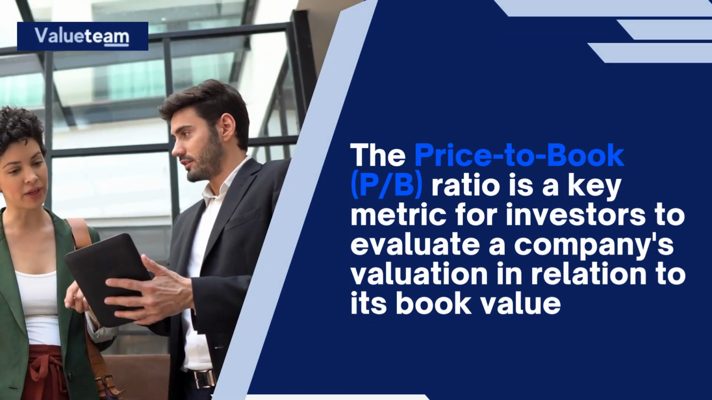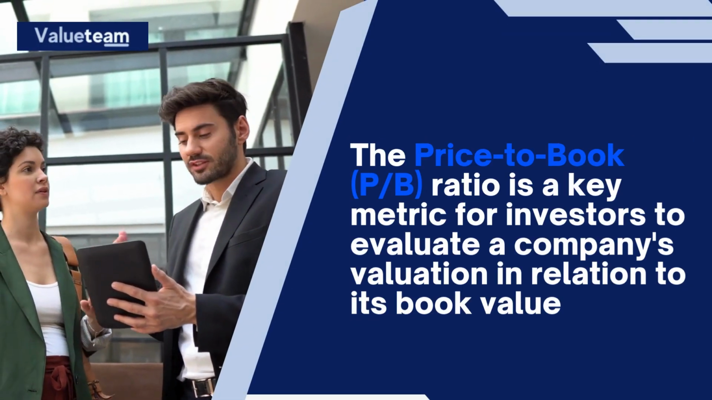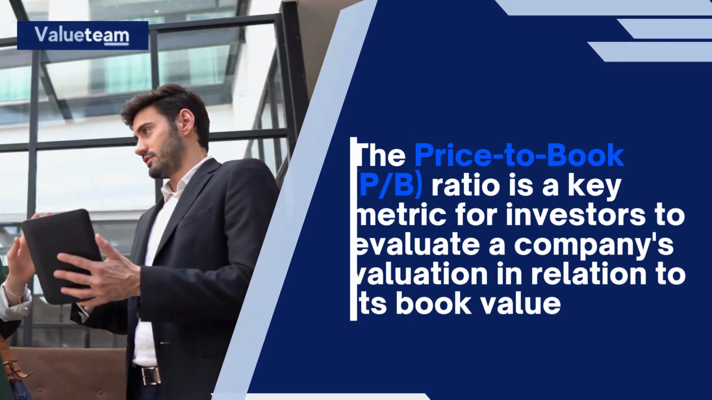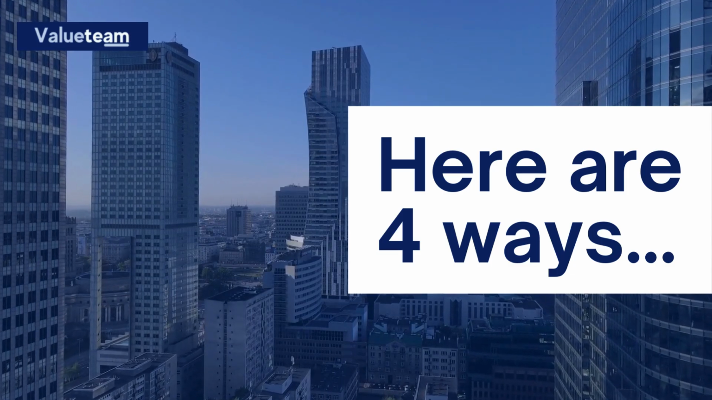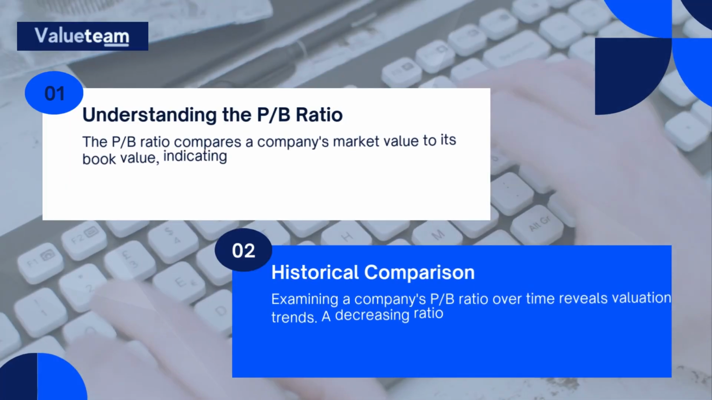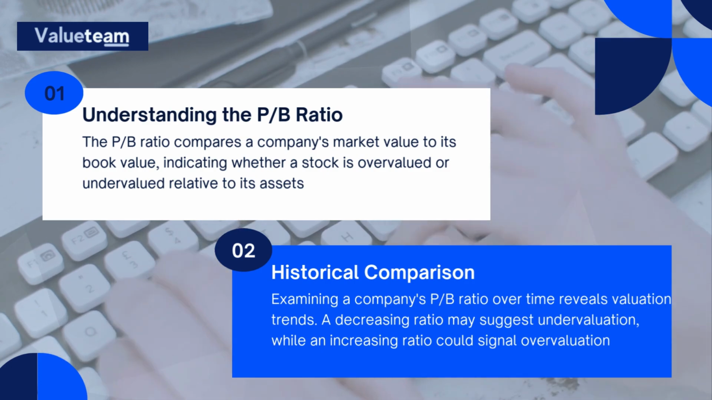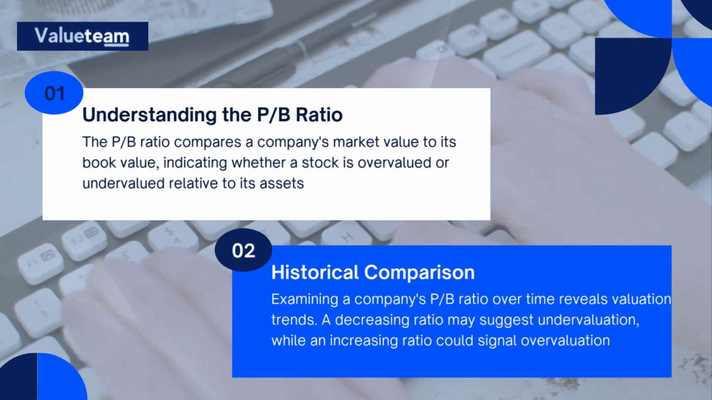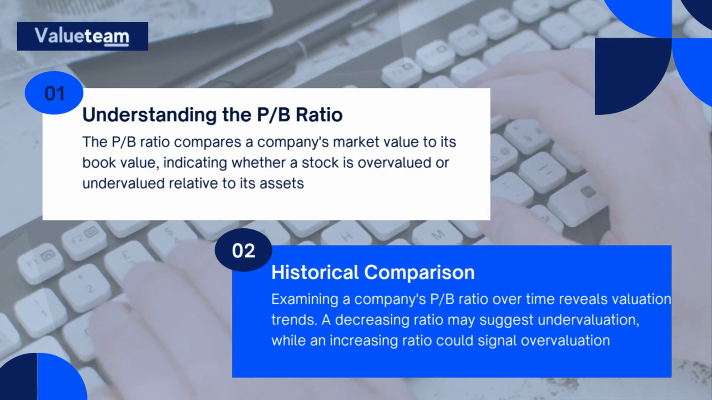The price to book (P/B) ratio is a key metric for investors to evaluate a company's valuation in relation to its book value. Here are 4 essential methods to analyze this ratio effectively. Understanding the P/B ratio. The P/B ratio compares a company's market value to its book value, indicating whether a stock is overvalued or undervalued relative to its assets.